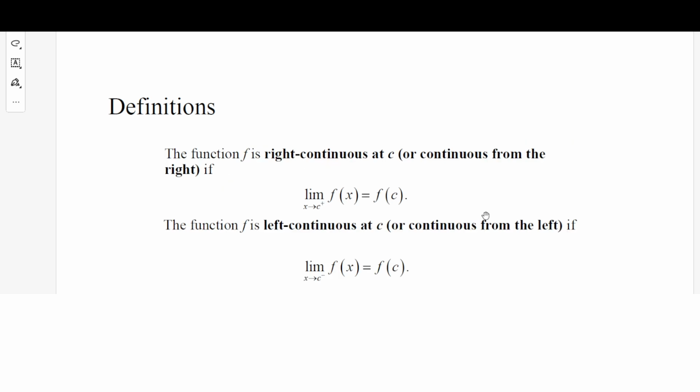Sometimes what happens is you have continuity from one side only. Let's say you have a graph and the function is continuous when you approach c from the right side. You can see the limit of that function is equal to the value of the function. Then that's called right continuous at c, and this is left continuous at c. So left and right only depends on whether you have the limit of the function when x approaches c from one side only, and that limit is equal to the value of the function, then that's continuous from one side.